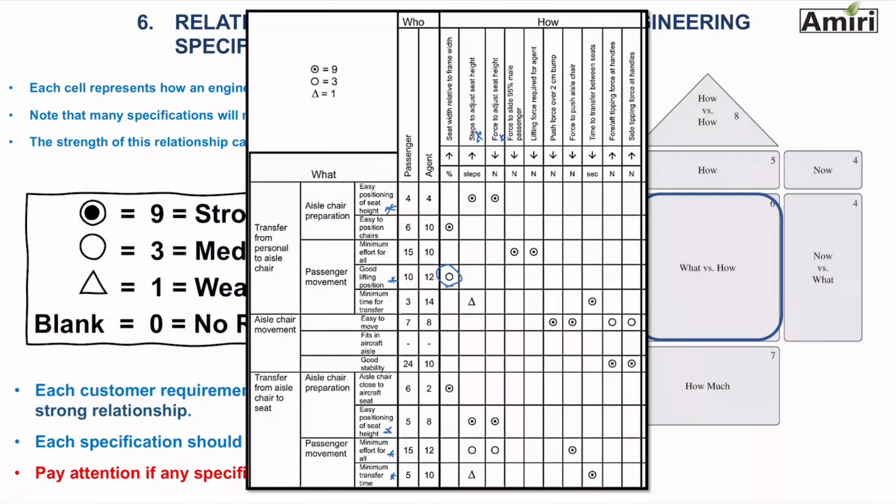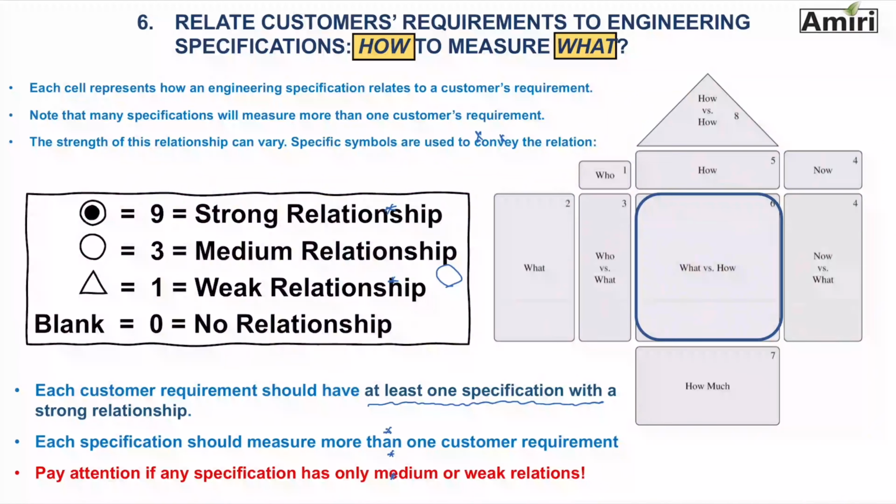The goal for us is that every customer requirement should have at least one specification with a strong relationship. And that was a problem, as you saw in the example. Also, hopefully each specification should measure more than one customer requirement. And if there aren't, then you've got to go back, revise it, and maybe understand it better.